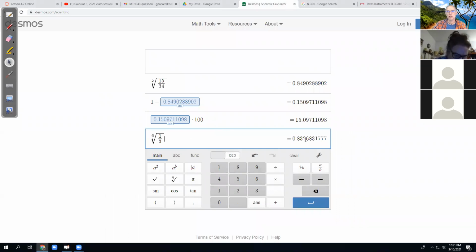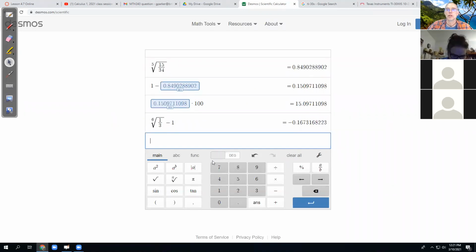That sounds right. I'm going to do it on my calculator to compare. Okay, 0.832683178. Yeah, that's right. And then what do I do with that? Minus 1? Yep. So then you should just be able to type minus 1 and it should just come up with the answer. Okay, and it's like 16.73 or something. Yep, it's minus 0.16731, but it's really 16.73%. Correct.